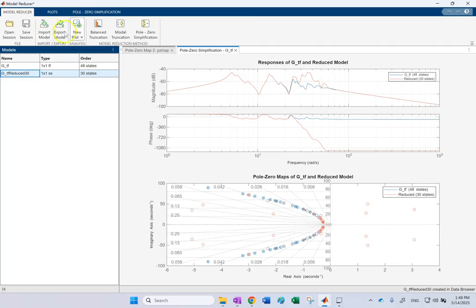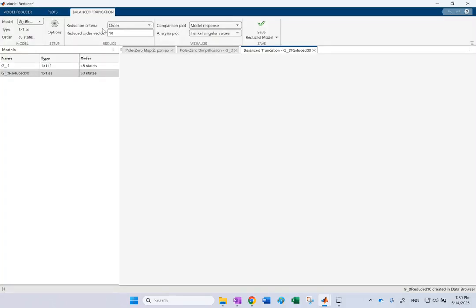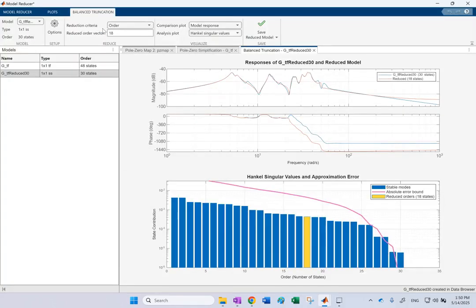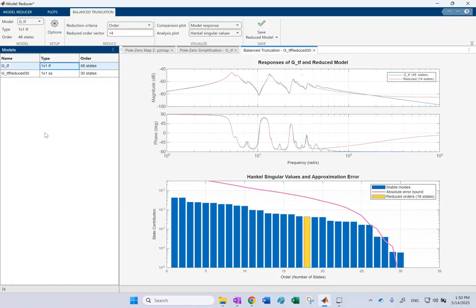Now, as I said, another way you can do it is this one, balanced truncation. This is using this notion called Hankel singular values. What is this? Let me show you. So here you get this plot, and here these are the states of the system, and of course I have to do it for the original one. So let me do it for the original one. Okay, because right now it is doing it for the reduced one. I want to do it for the original one.